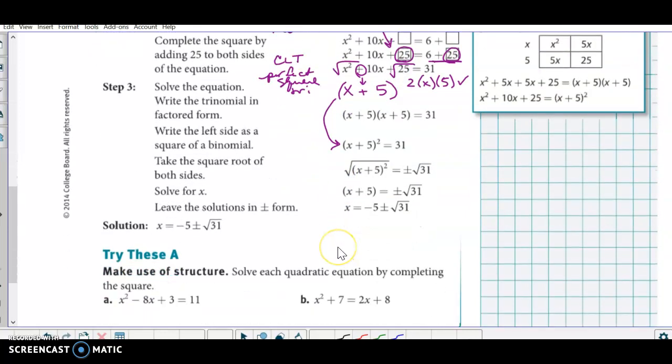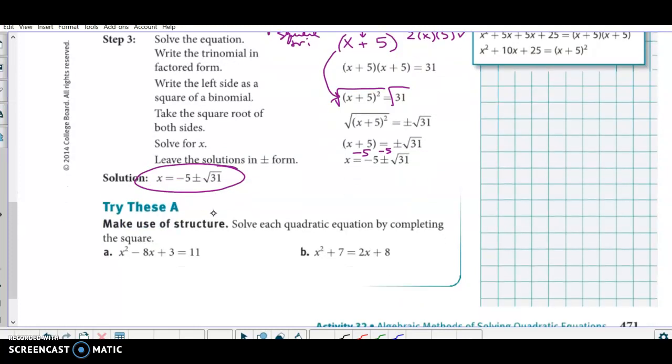So now we just need to solve for x. So now this is square root method. So we're going to take the inverse of a square, which is square root. Remember, a square root is positive and negative. So x plus 5 equals plus or minus the square root of 31. Square root of 31 does not simplify. And then they subtracted 5 from both sides. So we have the solution. X is negative 5 plus the square root of 31, and x is negative 5 minus the square root of 31.